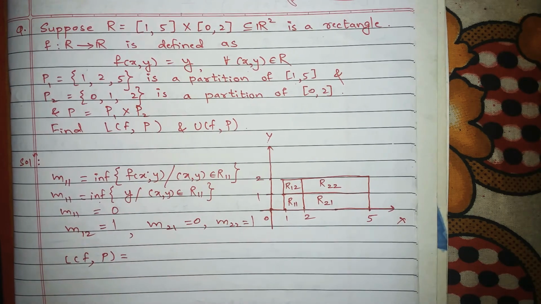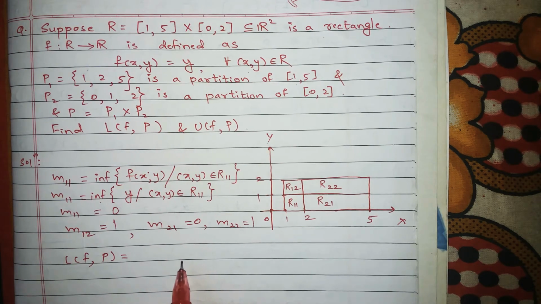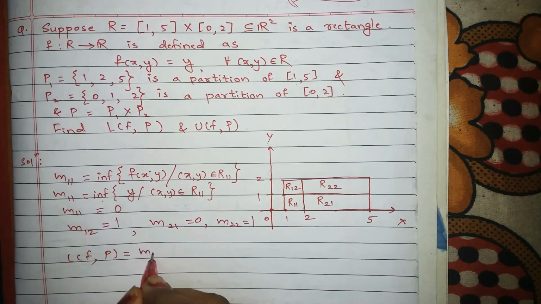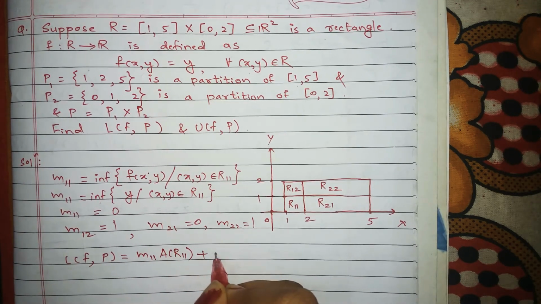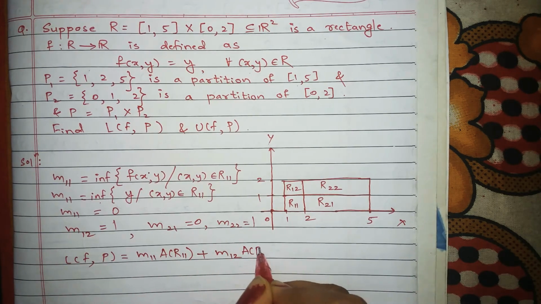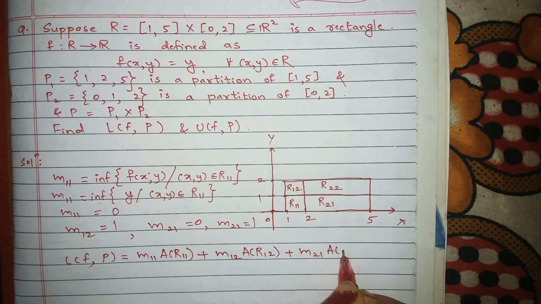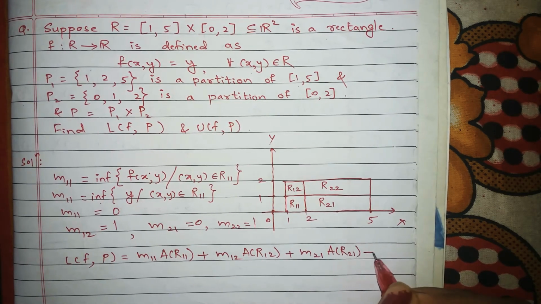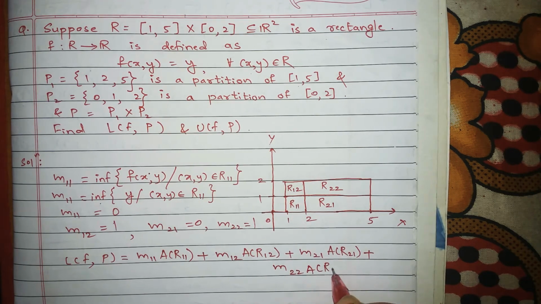of function with respect to partition P? It is summation of m_ij, small m_ij which are infimum, into area of subrectangles. So it is M11 area of rectangle R11 plus M12 area of R12 plus M21 area of R21 plus M22 area of R22.